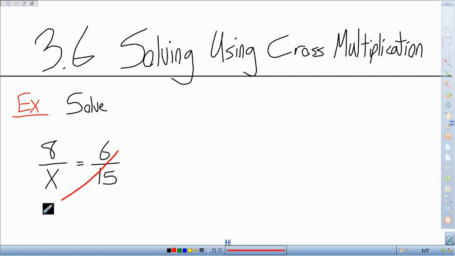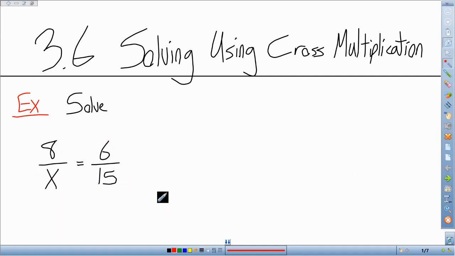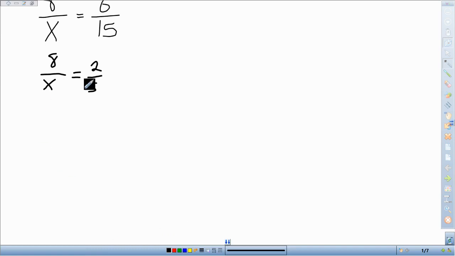I could do 6 times x equals 8 times 15, and I could solve. I'd give my answer. But I noticed that I can reduce this fraction here, 6 over 15. I know a 3 goes into both of these. So I'm just going to take a quick second, rewrite this left one. By the way, that can't be reduced, so just leaving it. But yeah, 3 goes into 6 twice. 3 goes into 15 5 times.